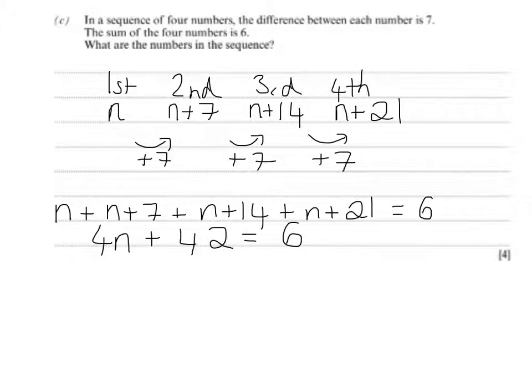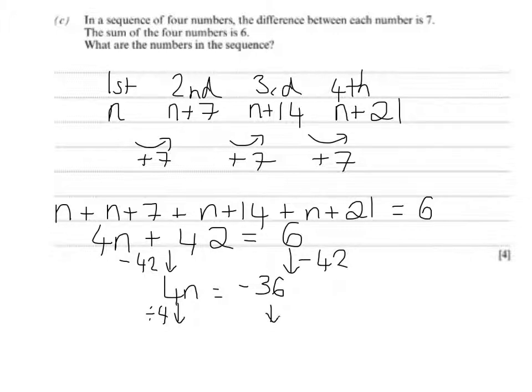So now you're just solving. So I want to get the n by itself. So I need to get rid of this plus 42 from this side. So I need to subtract 42 from both sides to give me 4n equals 6 minus 42, which is minus 36. I then need to get rid of the 4, so we're multiplying by 4, which means I do the opposite, which is divide by 4. So these cancel, so I'm left with n equals minus 36 divided by 4, which is minus 9.